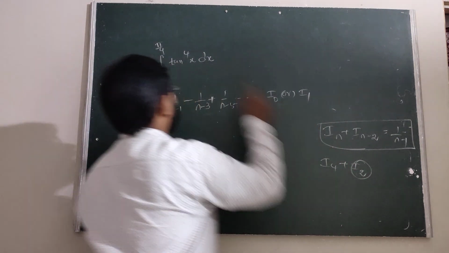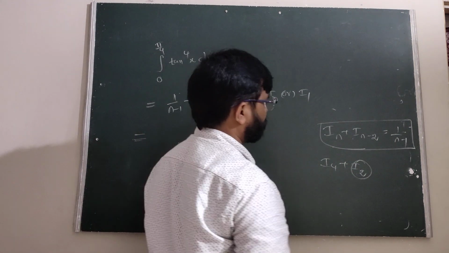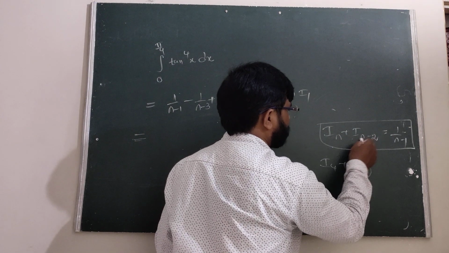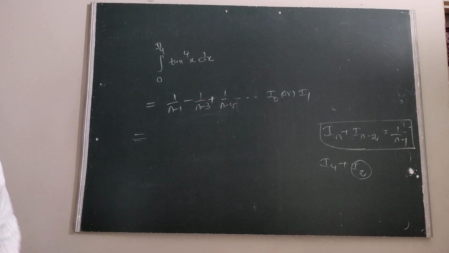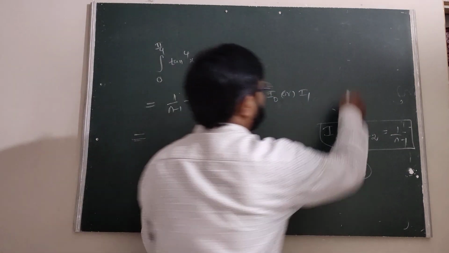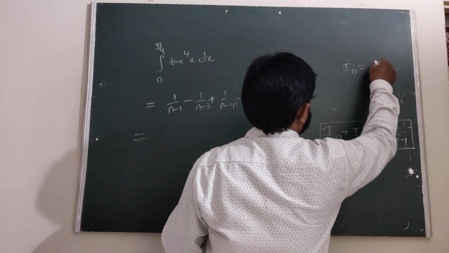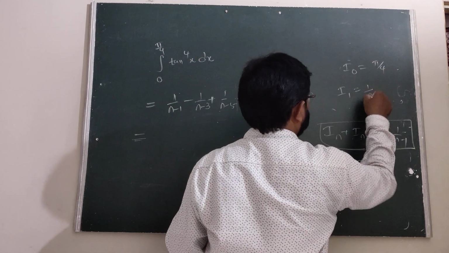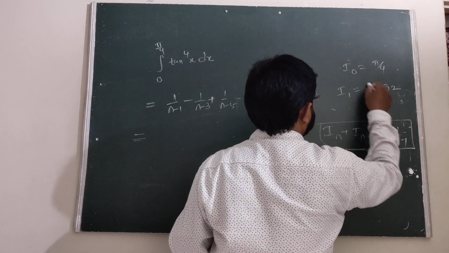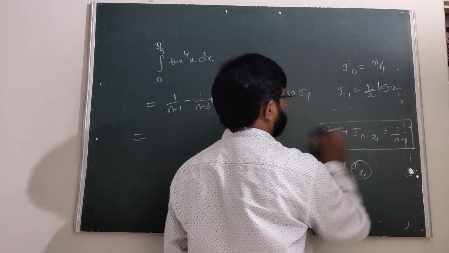Now the required is I4. Then you can substitute I2; 2 minus 2 is 0. Just now we discussed the value of I0. The value of I0 is pi by 4. I1 is 1 by 2 log 2. Is it clear?